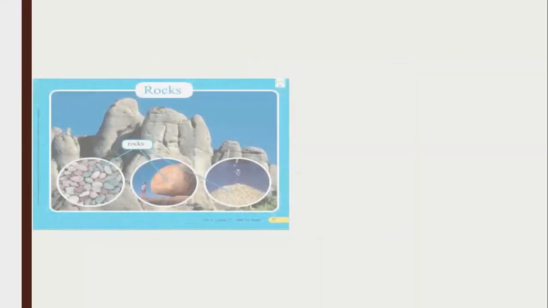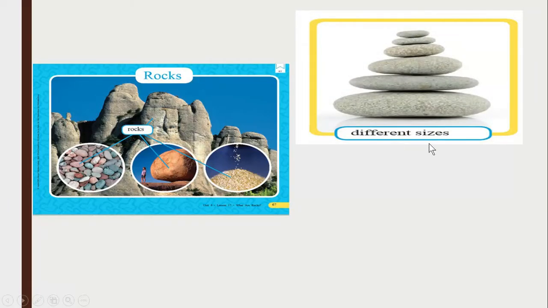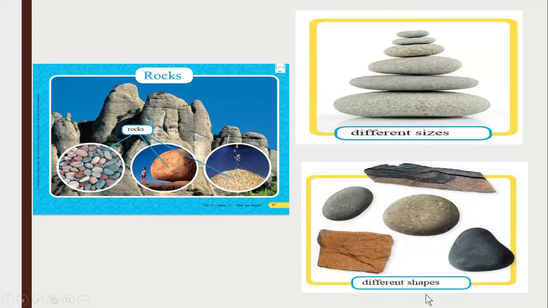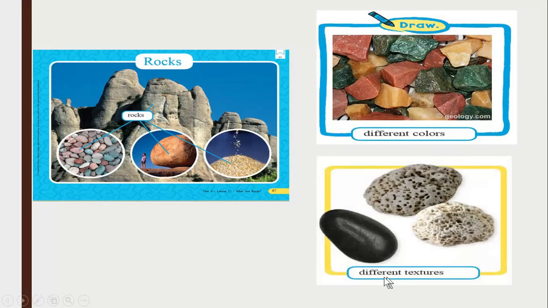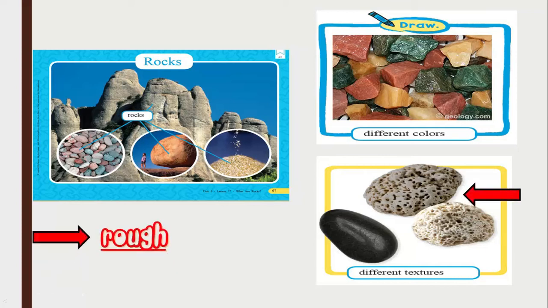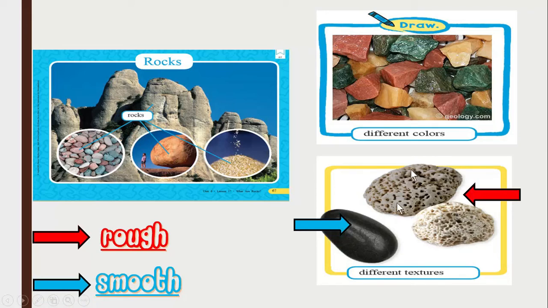Rocks can be different in sizes, like big or small, and rocks can be different in shapes, and rocks can be different in colors, and the last is rocks can be different in textures. What are the textures? The first one is rough and the last is smooth. These white rocks are the rough ones, and the smooth rock is this black stone.